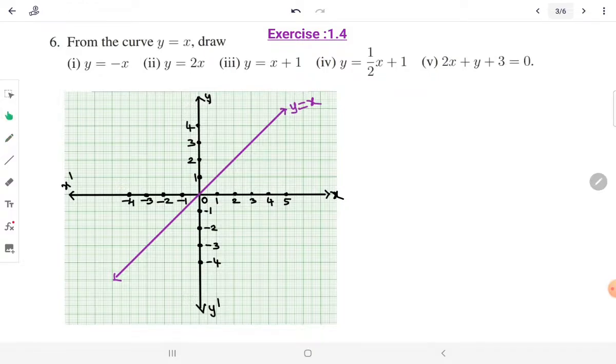Now here, the first subdivision is y is equal to minus x. Minus x means reflection. We have studied 3 cases: reflection, translation and dilation. From the reflection case, the graph y is equal to minus x will be obtained from the graph y is equal to x about the x-axis. So the y is equal to x graph is like this, but the y is equal to minus x graph will be about the x-axis.